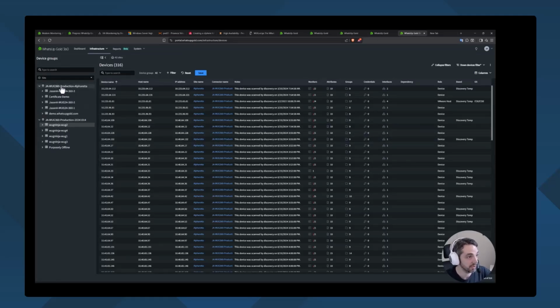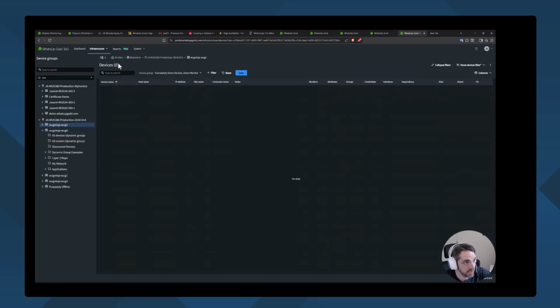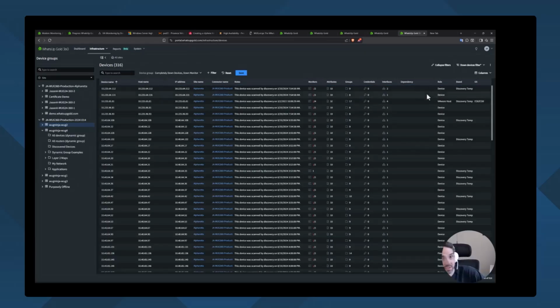So in my scenario, I have two different sites. One is in Alpharetta, the other is in my basement. And you'll see that we have a few different WhatsUp Gold servers in each, and I'm able to browse and get information about specific ones if I choose, all sites, specific sites, filter all of that information in many different ways. So lots of flexibility already built into the beta.